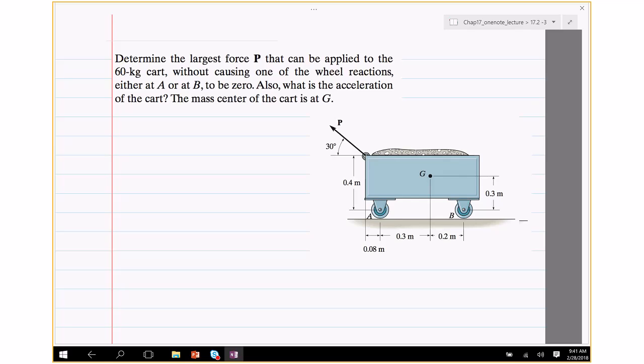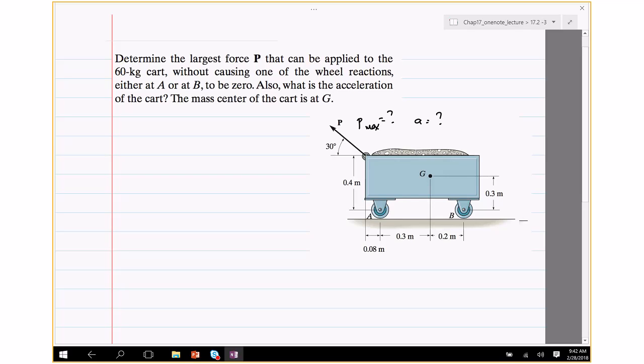So determine the largest force, P max, that can be applied to the 60 kilogram cart without causing one of the reaction wheels either at A or at B to be 0. Also, what is the acceleration of the cart?